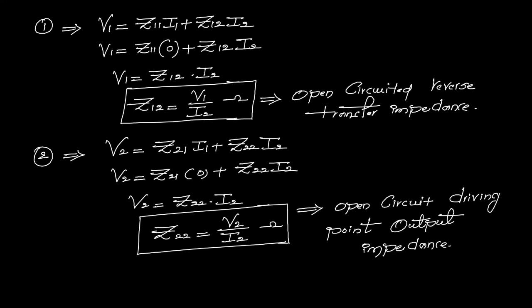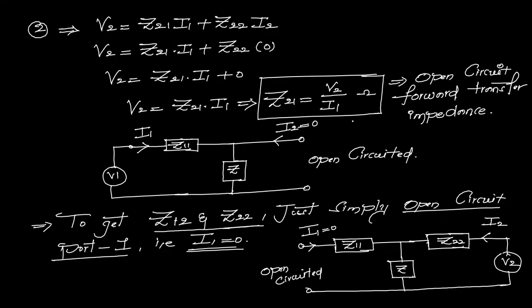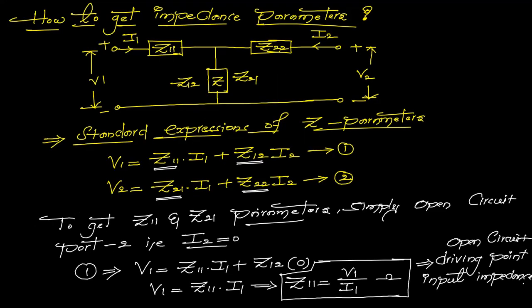Z12 is equal to V1 by I2, the open circuited reverse transfer impedance. Z21 we are calling the open circuit forward transfer impedance, and Z11 is the open circuited driving point input impedance. So like this we need to get the impedance parameters from any two-port network. By open circuiting port 1 you will get two parameters, and by open circuiting port 2 you will get another two parameters.